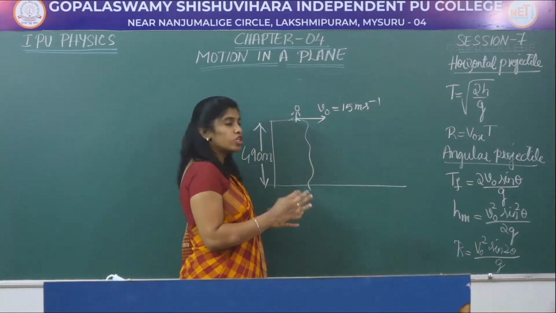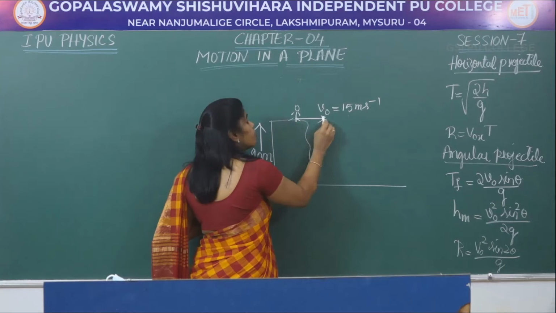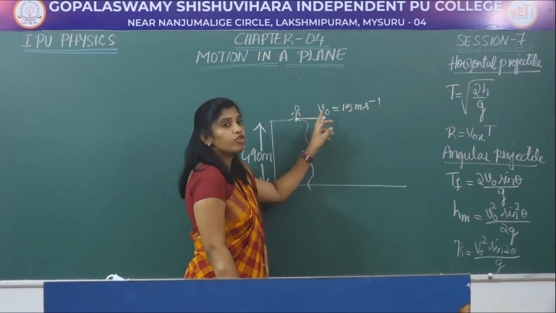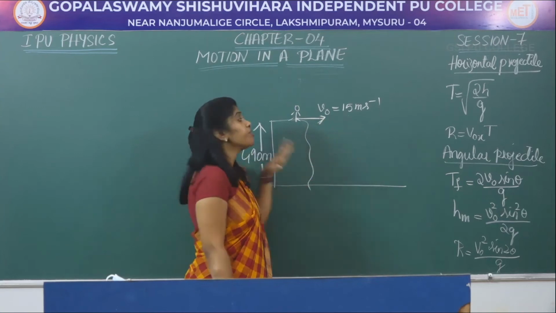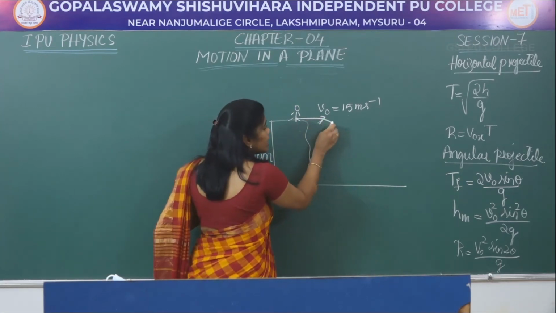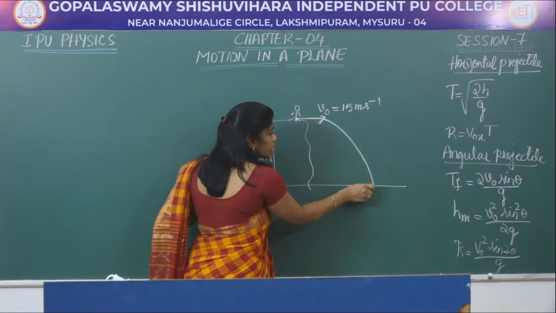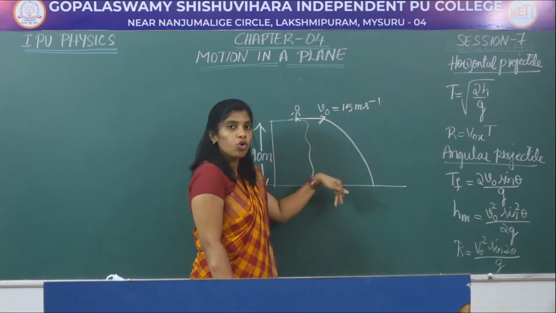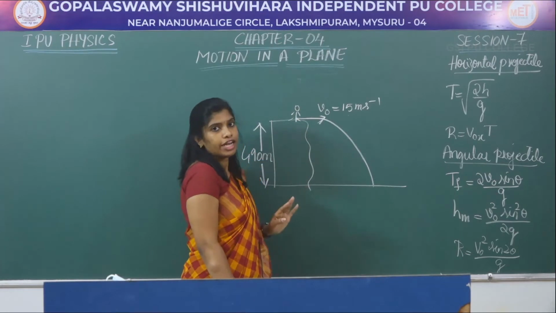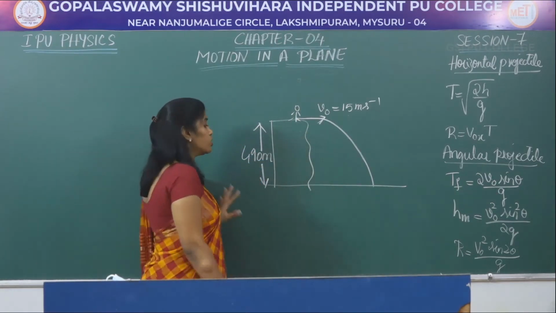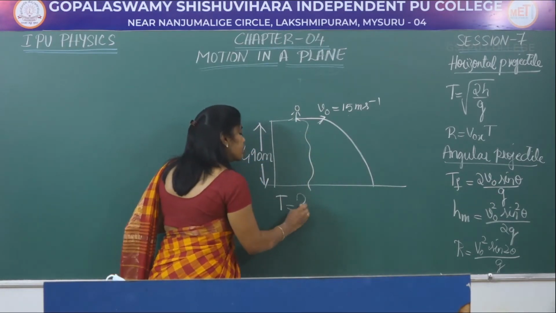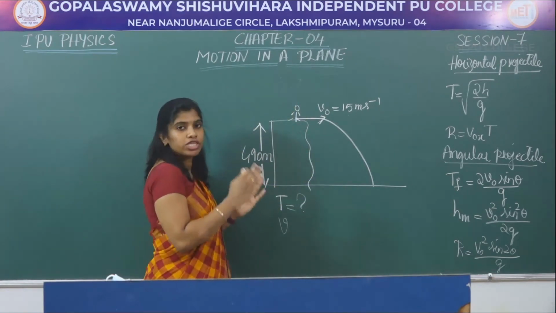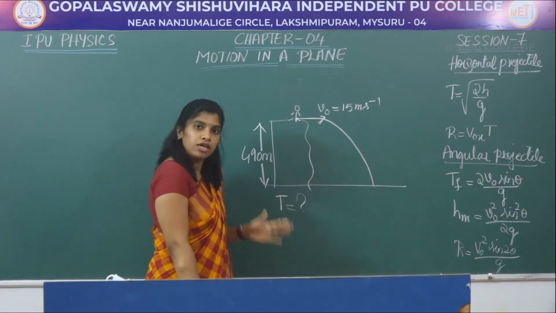Next, what happens to the stone? The stone will move in the horizontal direction because we have given some velocity in the horizontal direction. Then the stone will come down to the ground because of the gravitational force which is acting on the stone in the vertical direction. You have to find out the time taken by the stone to reach the ground and also the speed with which the stone comes and hits the ground.